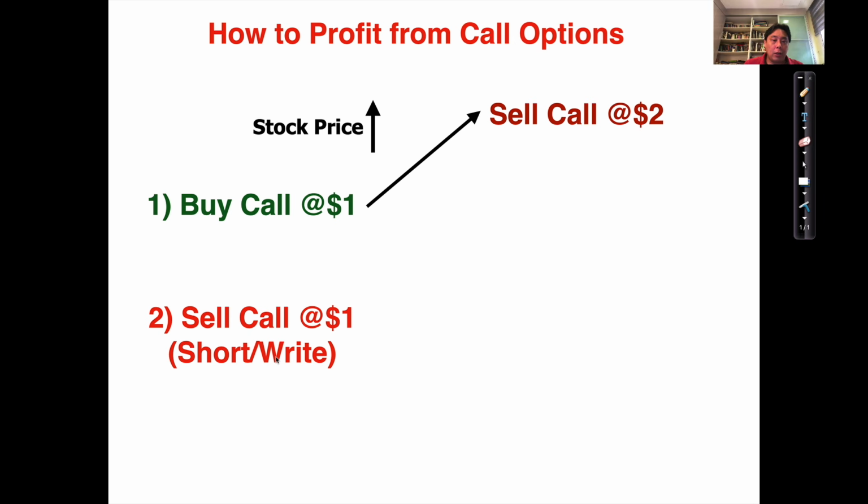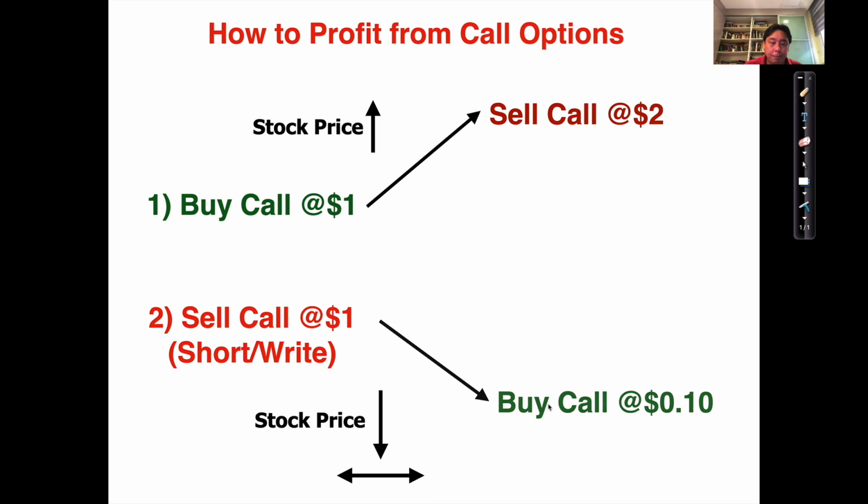So imagine you sell a call at, say, $1, and you're hoping that the call will fall in value and become worthless eventually. So what would make the call go down in value? If the stock price falls or the stock price stays where it is. If the stock price stays where it is or it falls, the option will lose value day by day until it eventually becomes worthless or it's worth a lot less.